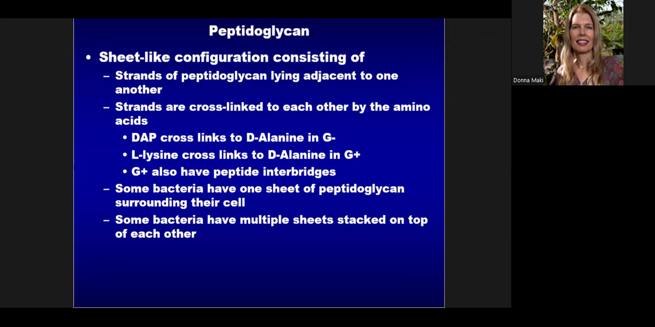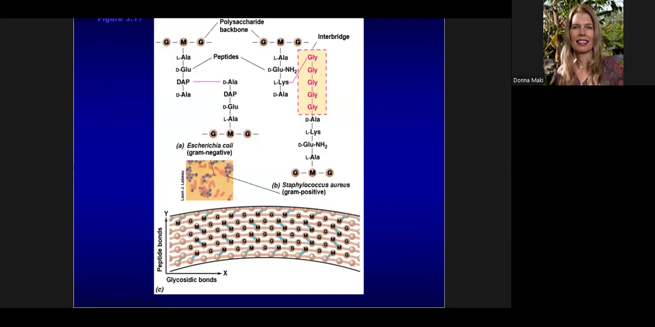Okay, so this is all in the PowerPoint. You don't have to write all this down. So here is a comparison of a gram negative versus a gram positive. So E. coli is gram negative. They're still saying, yep, you have NAG NAM, NAG NAM, NAG NAM, laid down in a chain, alternating like that.